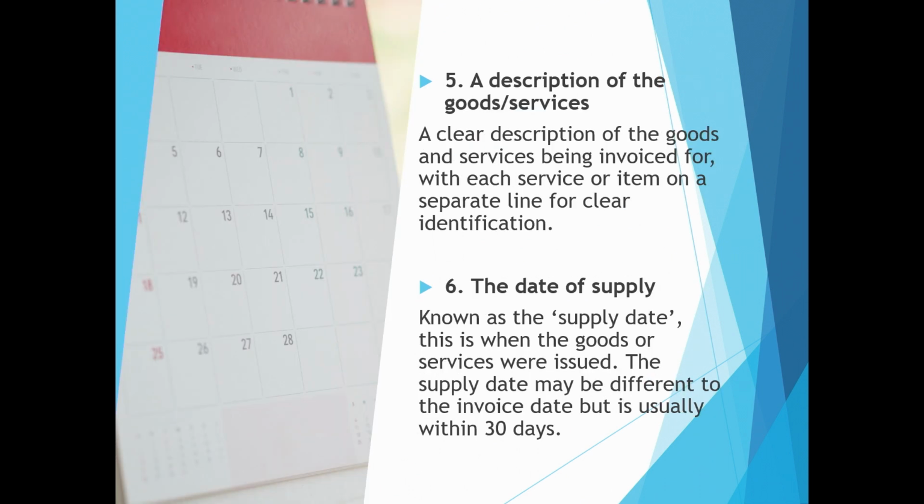Next up, we have a description of the goods or services. So, a clear description of the goods and services being invoiced for, with each service or item on a separate line for clear identification. You're really making it easy for the customer to see what exactly they are paying for. The date of supply, known as the supply date as well. This is when the goods or services were issued. The supply date may be different to the invoice date, but it's usually within 30 days.